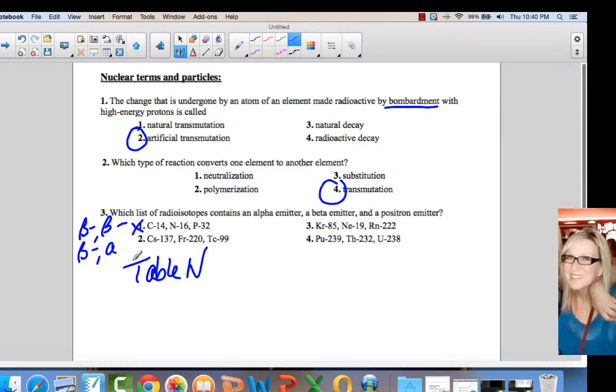And technetium-99 is B-. It's not that one. Krypton-85, B minus. Neon-19, B plus. And Rn-222 is alpha. There's my answer.